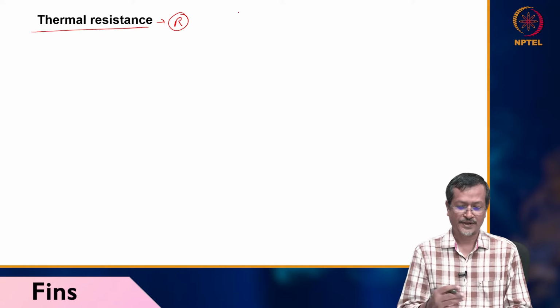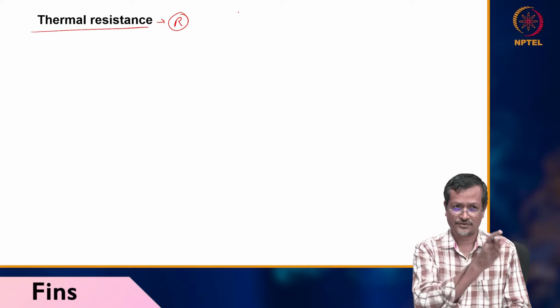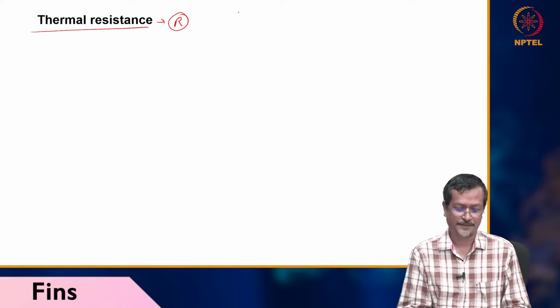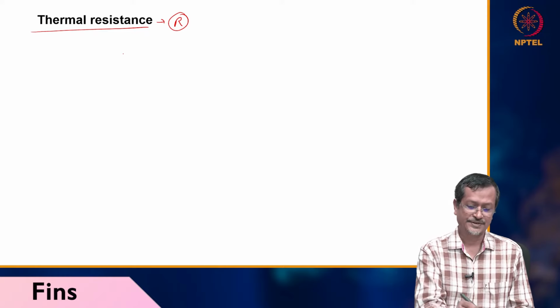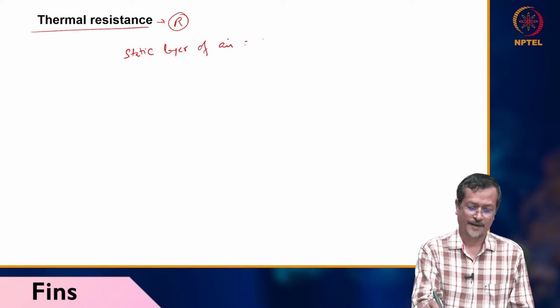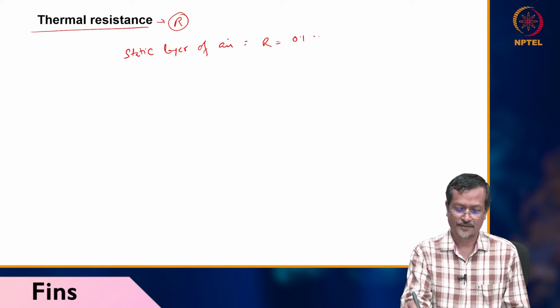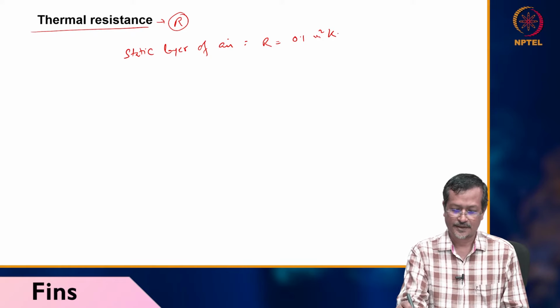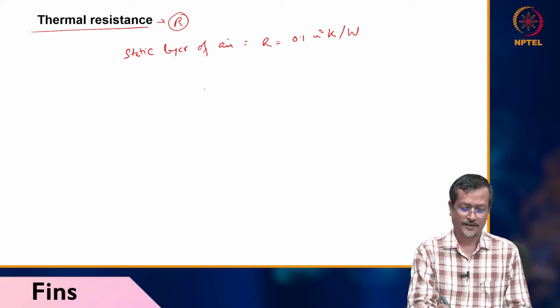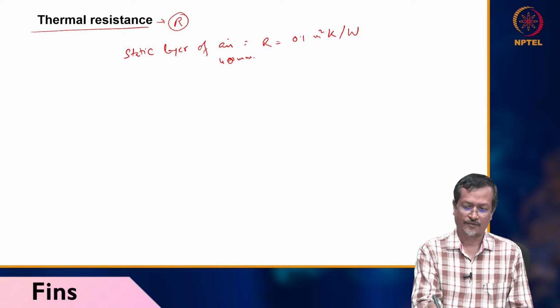A surface coating or layer or burnt product adds extra thermal resistance. So if you design your system but get extra deposition or coating, then resistance will increase again. Some typical heat transfer resistances: a static layer of air, 40 millimeter thickness, will have R equals 0.1 meter square K per W.